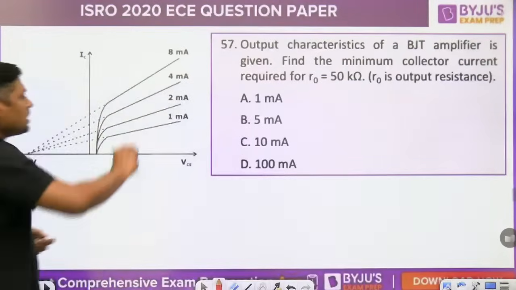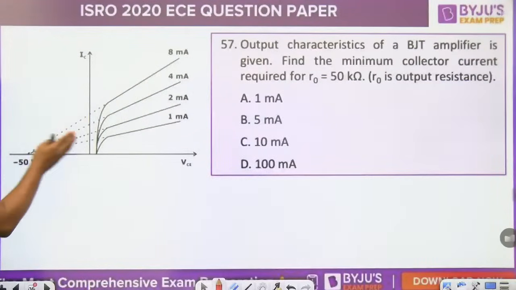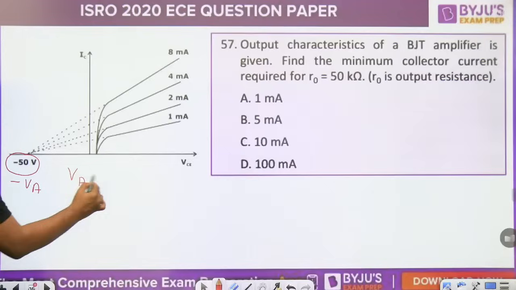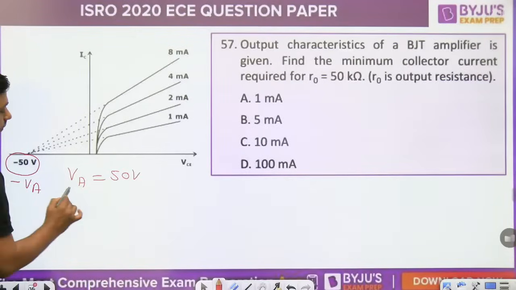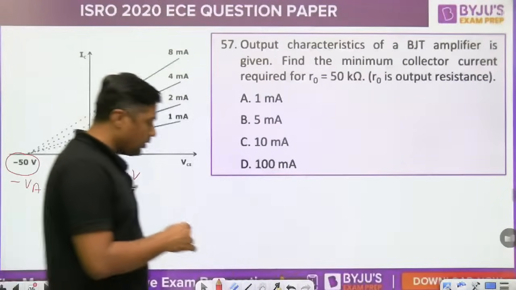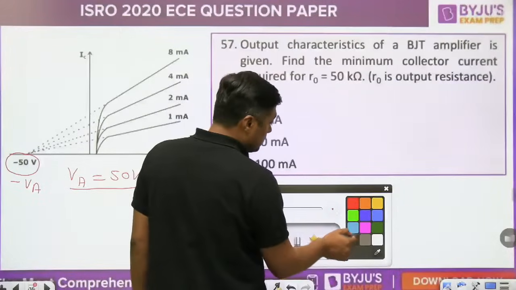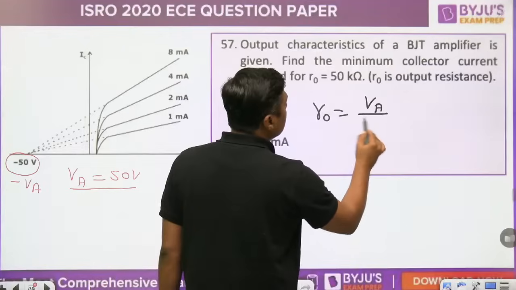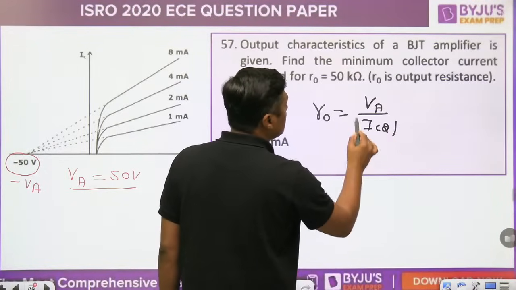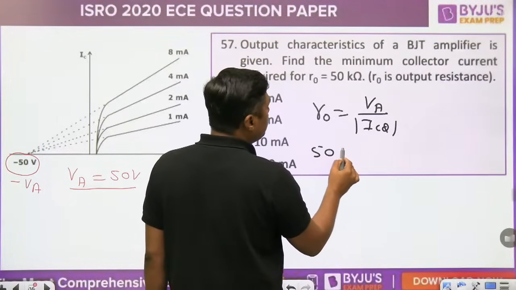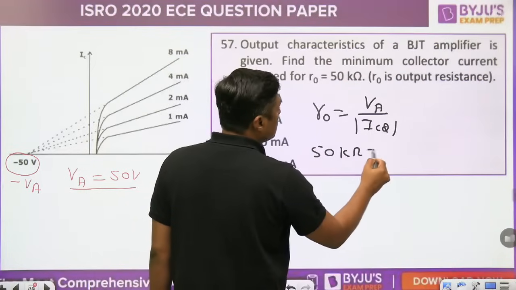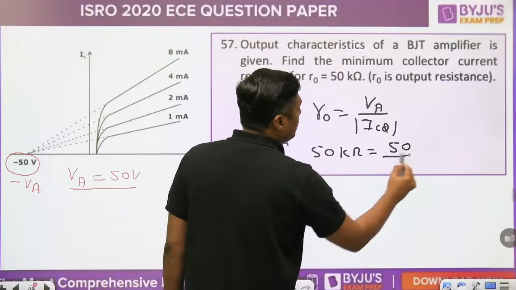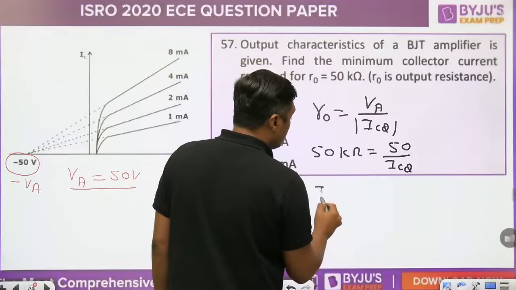Now guys, when we extend the curve on this side, this voltage is called minus VA. From this you can find the value of the early voltage, that is 50 volt. And what is the formula for the output resistance? R0 is equal to VA upon ICQ. R0 is required to be 50 kilo ohm. VA is given as 50. You have to find the ICQ.